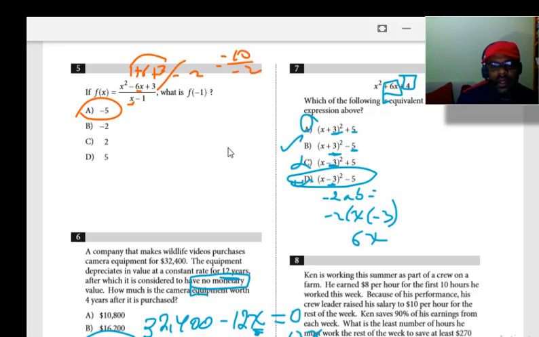Okay, but what will this one be? 2ab. Wait, I have positive. This one is minus 2ab. No, this goes to negative 6, so the answer must be this one.